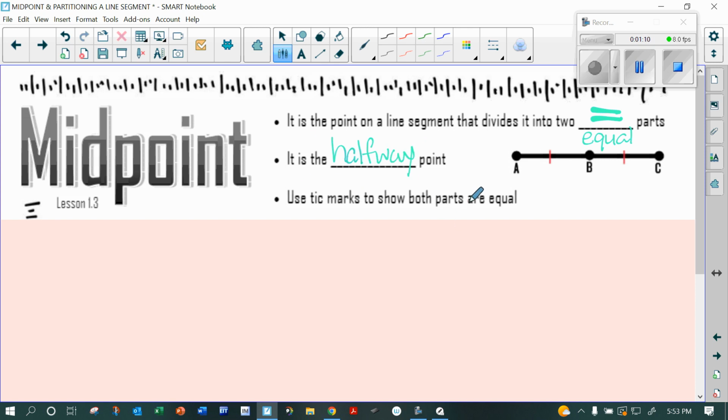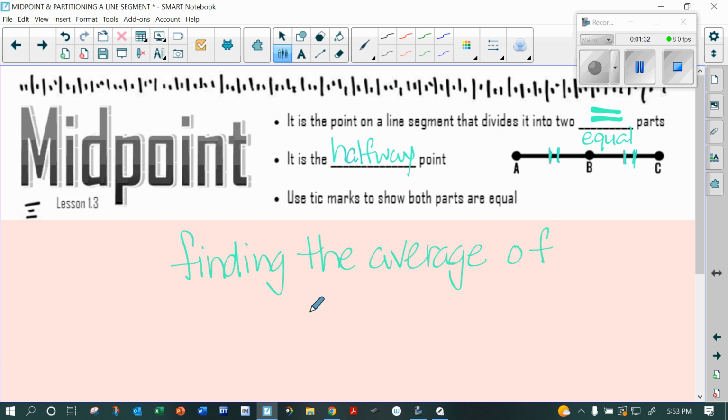Use the tick marks to show both parts are equal. So if they have those matching marks, that means they're equal. Also remember, this is the same thing as finding the average of two points.